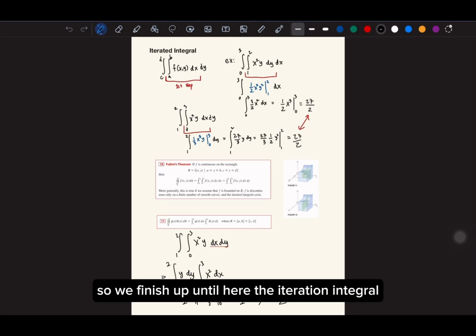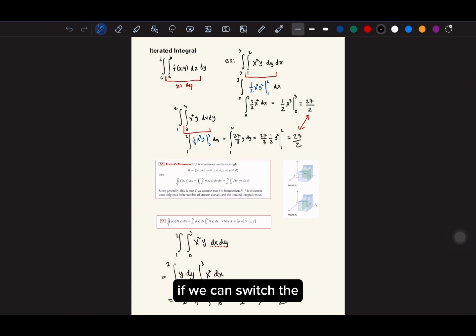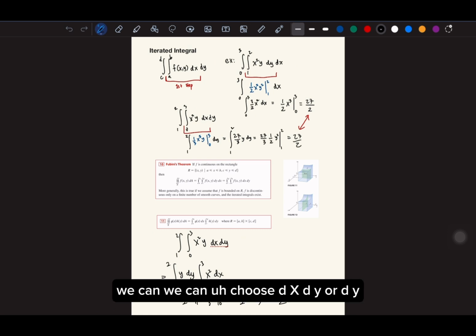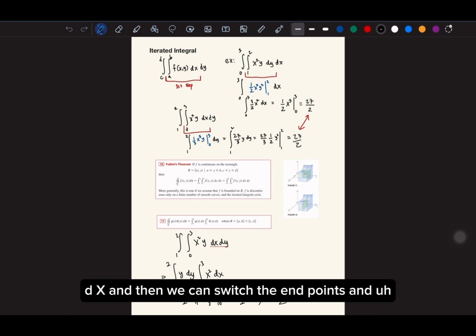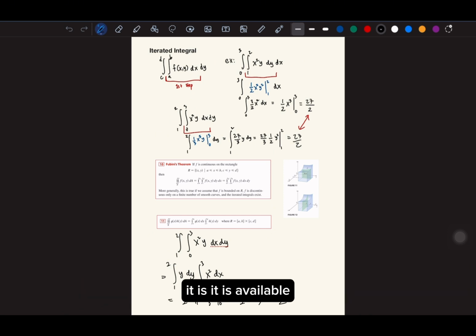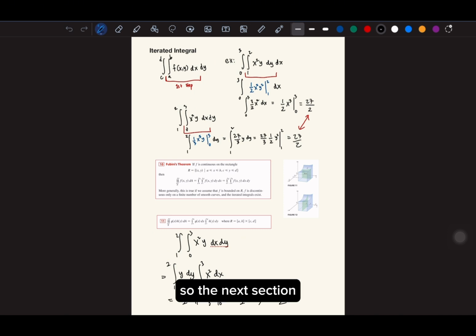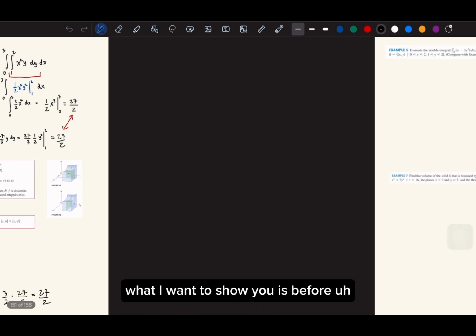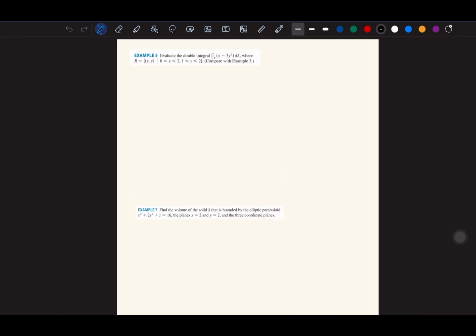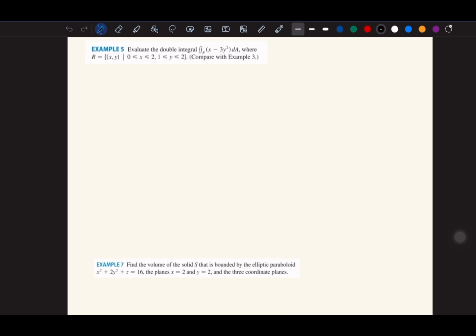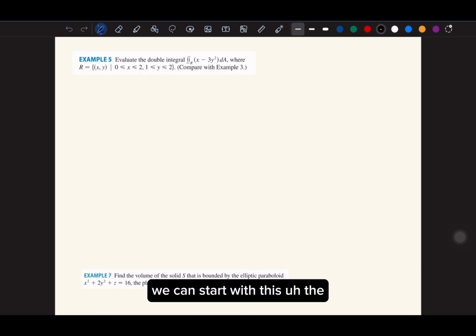So we finish up until here, the iterative integral, which we can switch the variable. We can choose dx dy or dy dx, and then we can switch the endpoints, and it is available, and then we can do that in double integral. So the next section, what I want to show you is before. We can start with this.